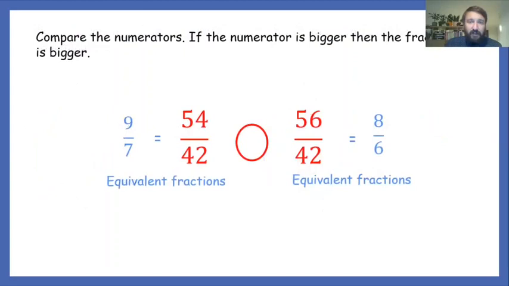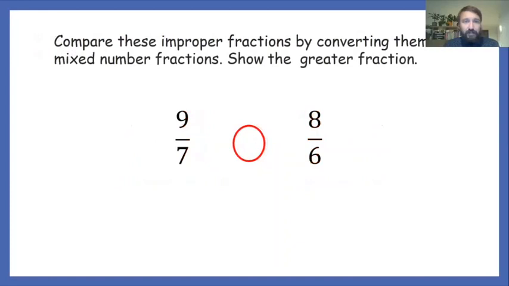Now, what does that look like? Putting it into our statement here, which is a greater fraction, straightforward for you guys, is 56 over 42. We can compare them because they have the same denominator. Okay, so 9/7 is less than 8/6. Okay, fantastic. Let's move on. Okay, now we can compare. That was one way of comparing improper fractions.